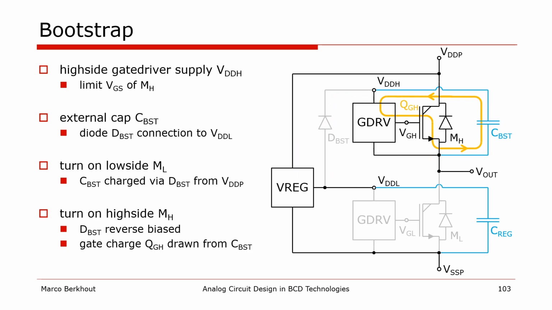Then when the high side power FET turns on, the output node is pulled up towards VDDP. The diode becomes reverse biased and stops conducting. Now the high side gate driver supply VDDH is lifted up to a level higher than VDDP, and the gate charge to turn on the high side power FET is drawn from the external bootstrap capacitor. This will only cause a small voltage drop over the bootstrap capacitor because it is very large compared to the gate capacitance of the high side power FET.